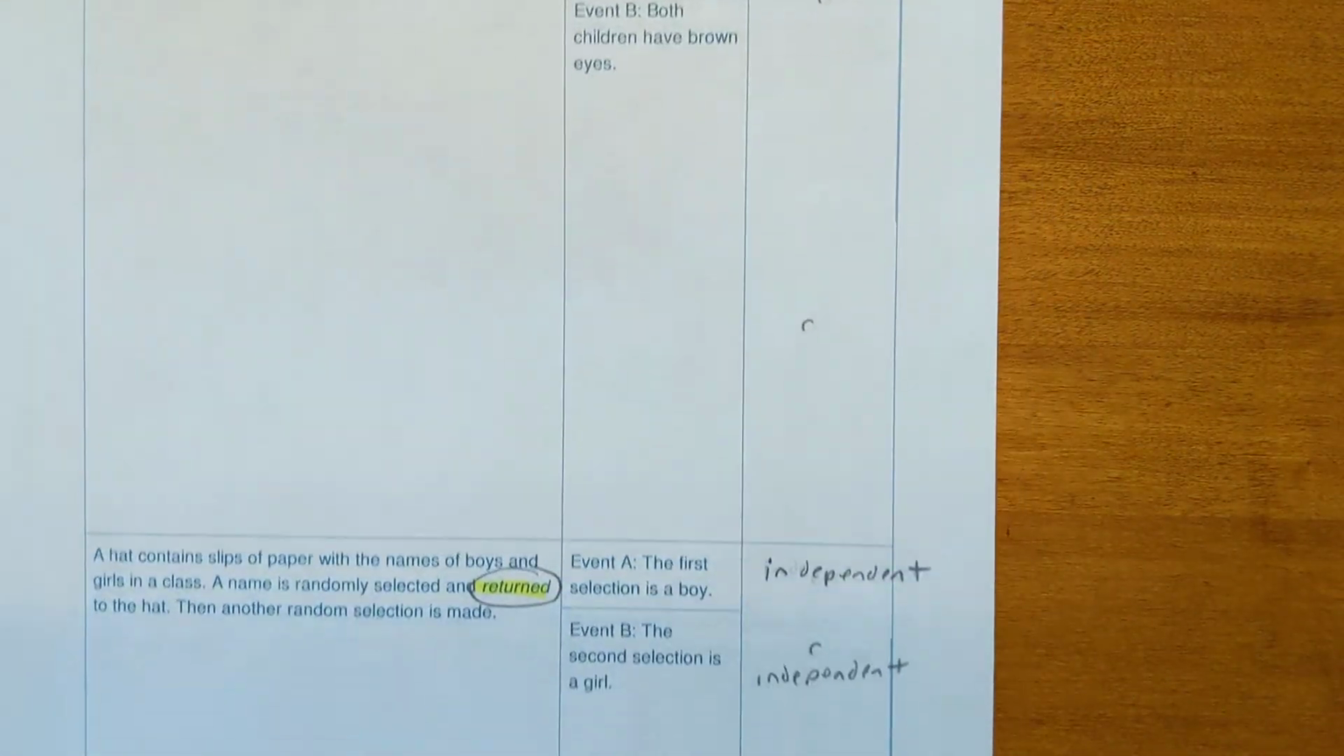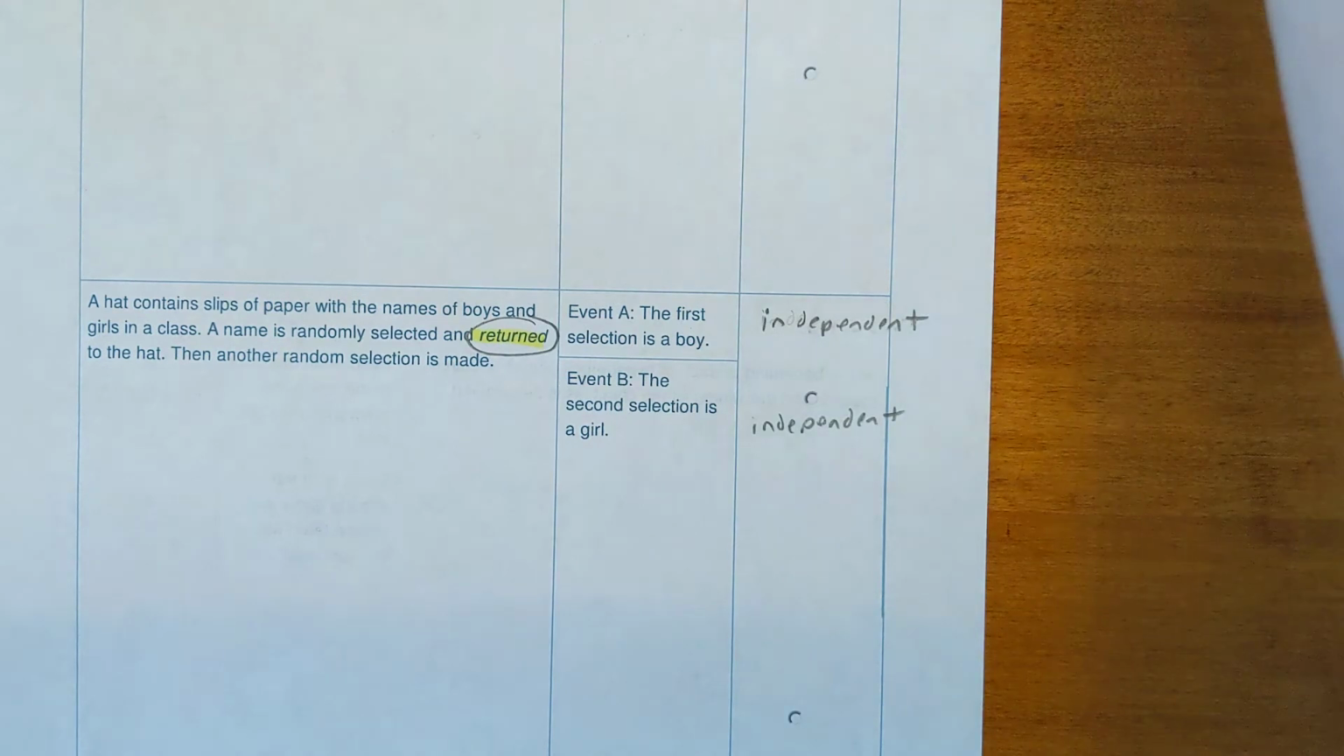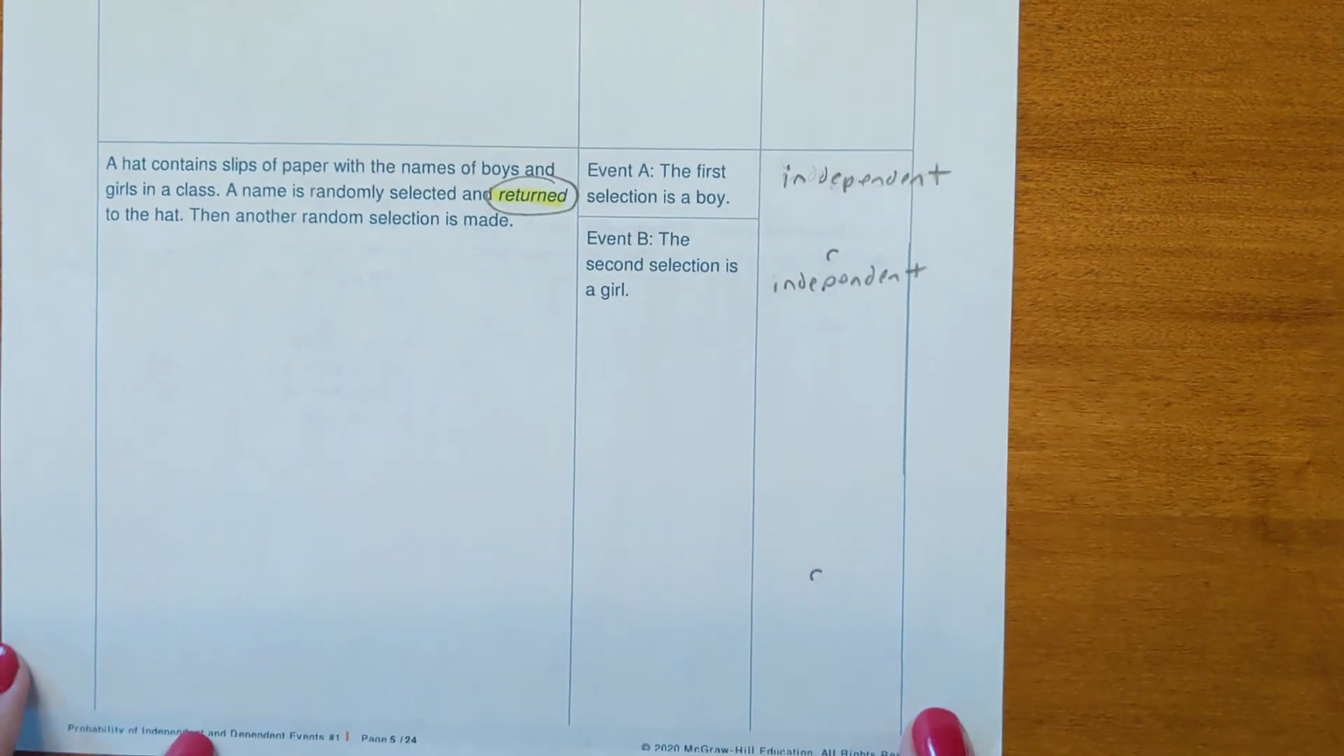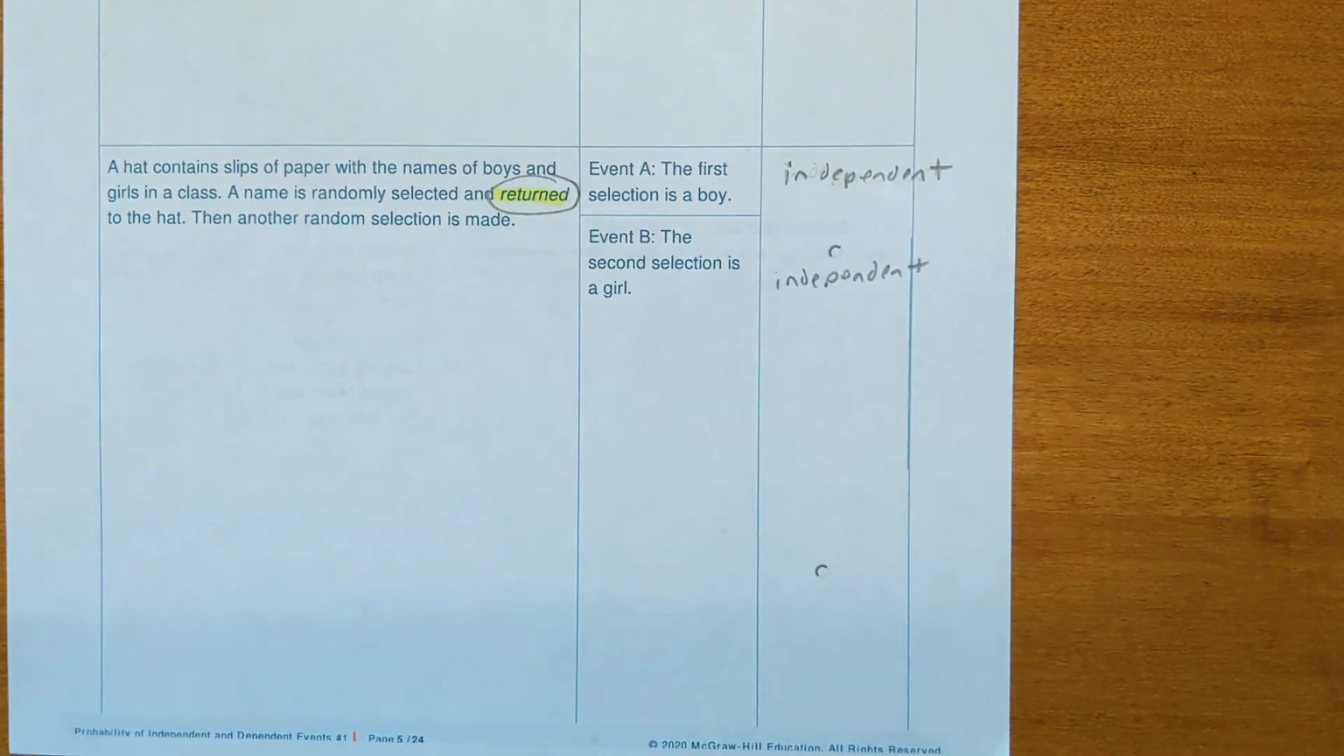Okay, the next questions want to know about independent and dependent events. So here's an example one. A hat contains slips of paper with the names of boys and girls in a class. A name is randomly selected and returned to the hat. Then another random selection is made.